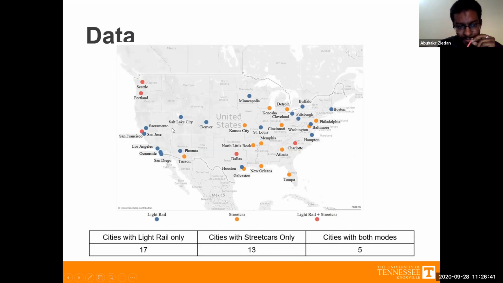And as we can see, the blue dots show the cities that have light rail, which were 17 cities. And then the orange ones show the streetcar, which were 13 cities. And then there were 5 cities that have operated both modes in the period of the analysis.